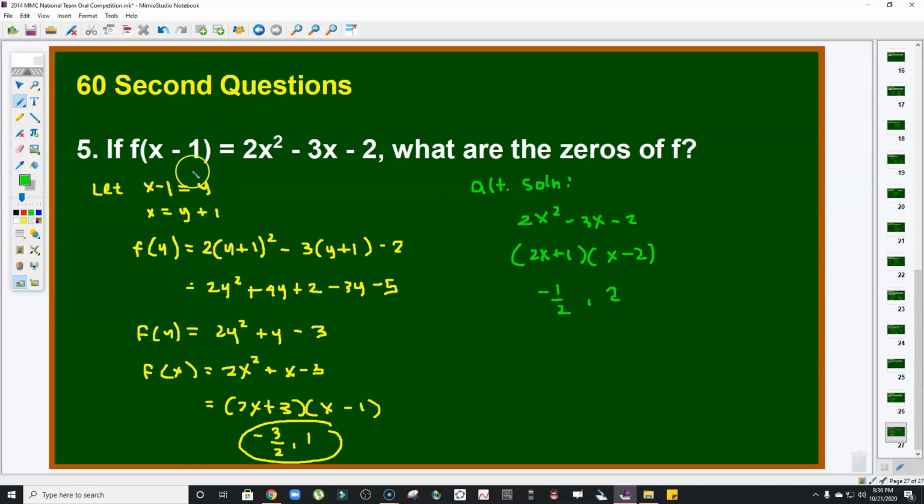Right? Zeros of f of x minus 1. So meaning to say, to get the zeros of f, you have to subtract 1 also to the zeros of f of x minus 1. So negative 1 half minus 1, then yung isa, 2 minus 1, will give you the same. So negative 3 halves and 1. See the two solutions? Alright, so negative 3 halves and 1. Clear?